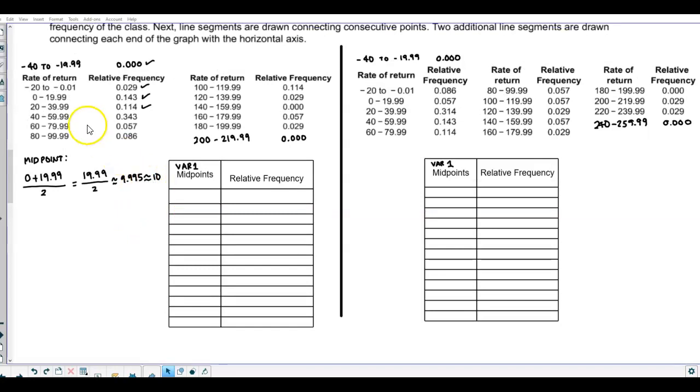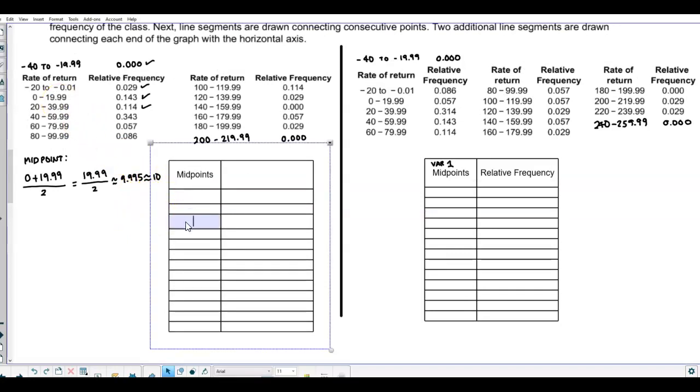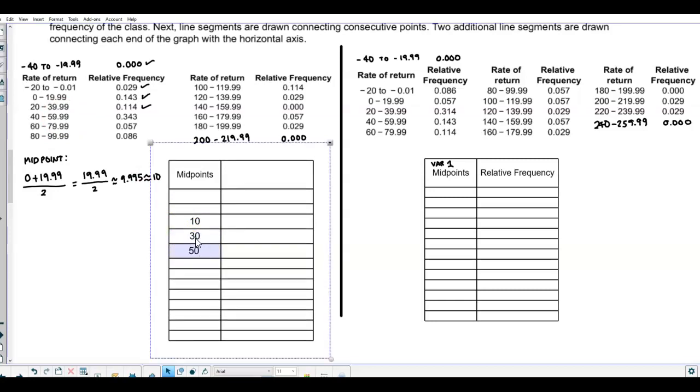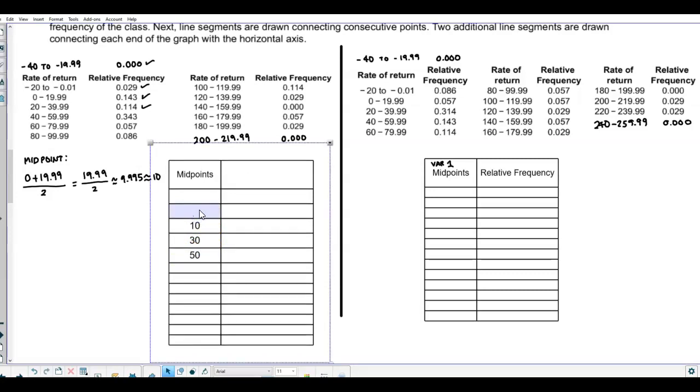So since 10 is the midpoint for the third class, that means here in the third row, we're going to put 10 in for the midpoint. Okay, and then since we know that the class width is 20, when we add 20 to 10, we're going to get 30. And when we add 20 to 30, we're going to get 50. Now, if we take 10 and then subtract 20, we're going to get negative 10. And when we subtract 20 from negative 10, we're going to get negative 30.